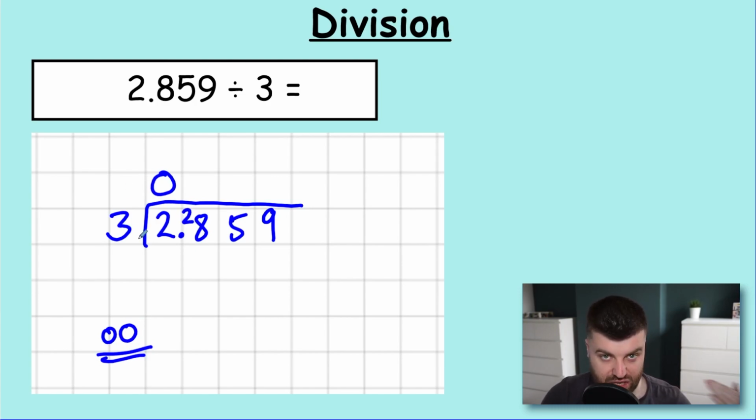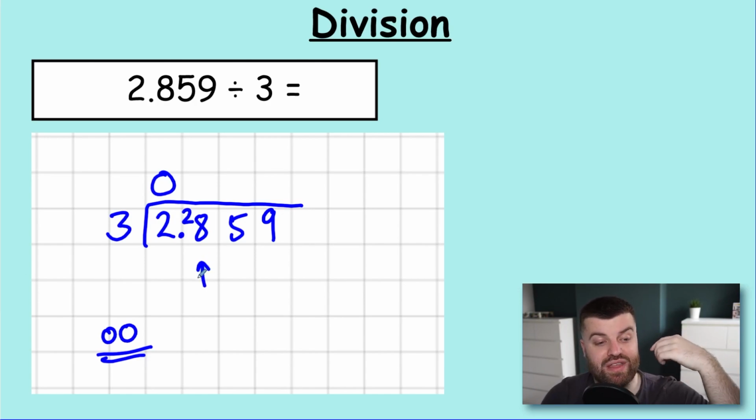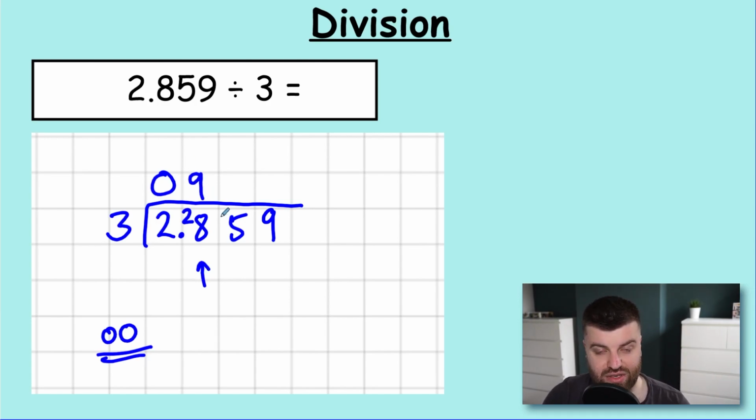Now we can start using our times tables. How close to 28 can we get in the 3 times table? Well, if you know your times tables quickly, you know that 9 3s are 27. So 9 goes at the top, and there's 1 left over to get to 28. How many 3s in 15? Well, there are 5, because 3 times 5 is 15. How many 3s in 9? Exactly 3. If there are no remainders, you just carry on. You go to the next one.